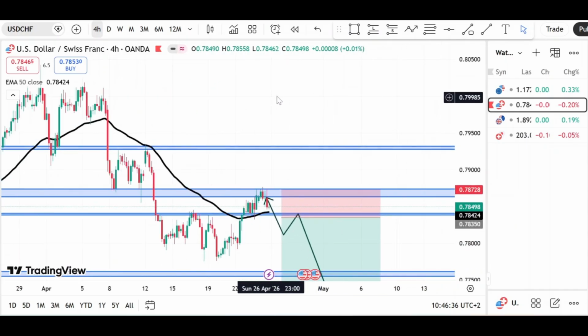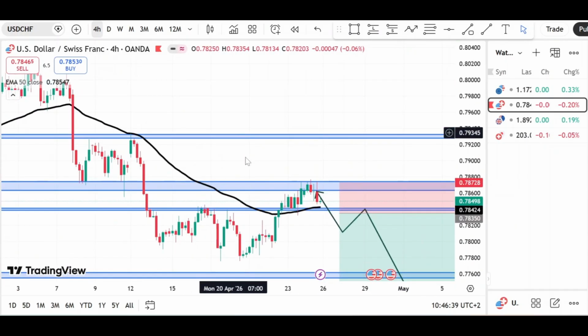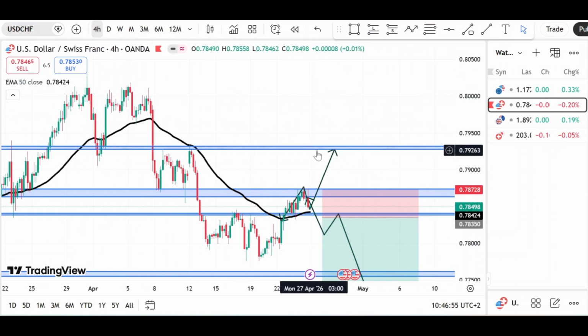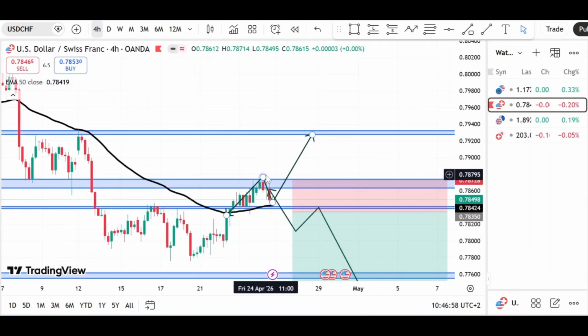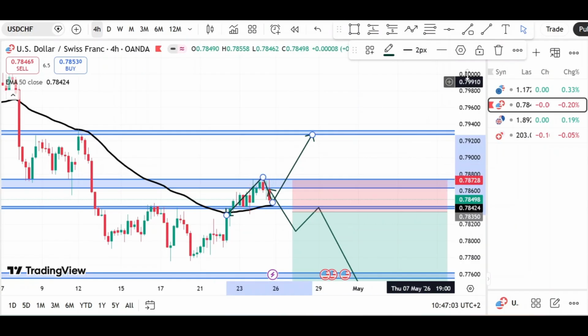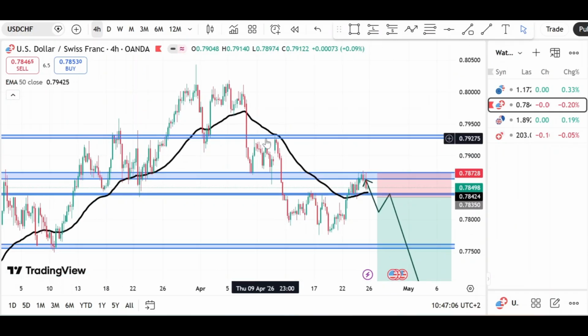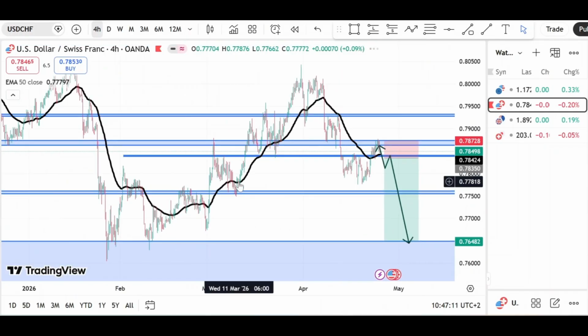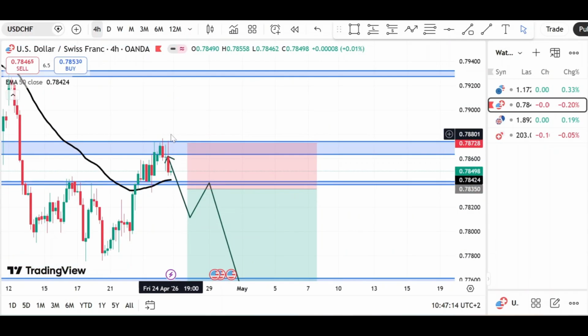Another possible way which can happen: as you can see, the crossover has already happened here, so the buyers might come to retest back here on this EMA, and then we find the buyers here, and then the price splashes back to this zone. So this is also possible. But buying is a low probability setup. For selling, we have to trade with the trend. Selling is a high probability setup, and so we wait patiently.